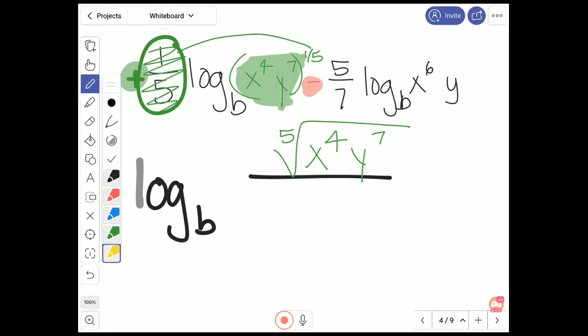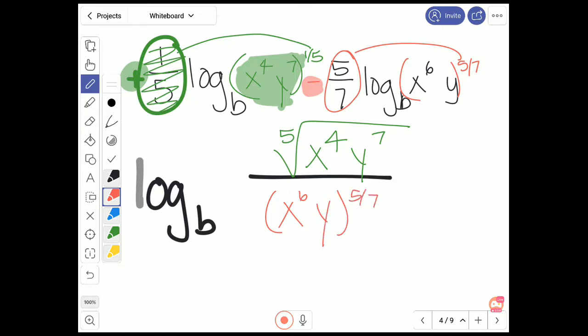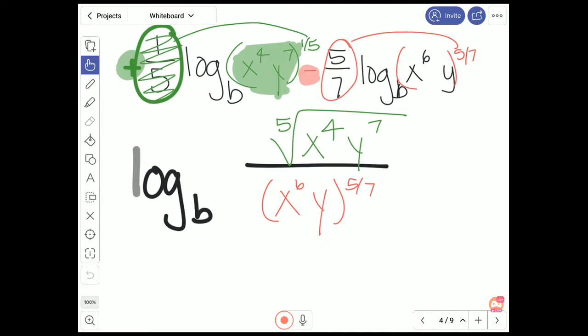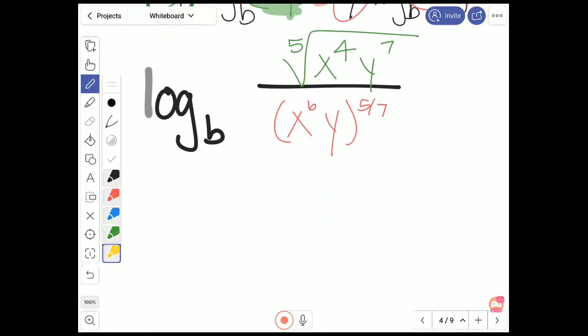Let's talk about the next part of this. As we said earlier, there was a minus there. So again, this 5/7 up here is going to become my exponent of 5/7. I'm going to rewrite it and then do the manipulation: x to the 6th, then y to the 5/7 power. A couple things are going to happen here. The first thing is that I need to fix this denominator, because it's awful, by the way. So that's what I'm about to do.